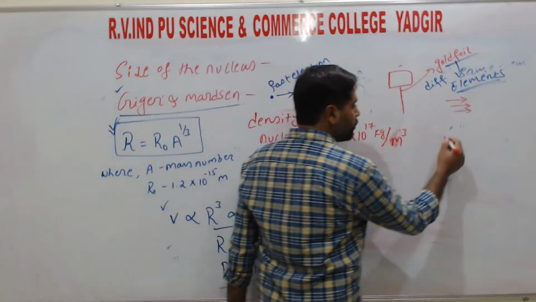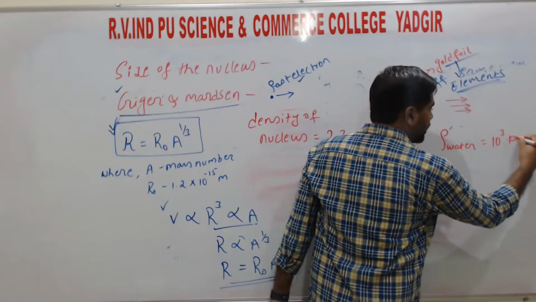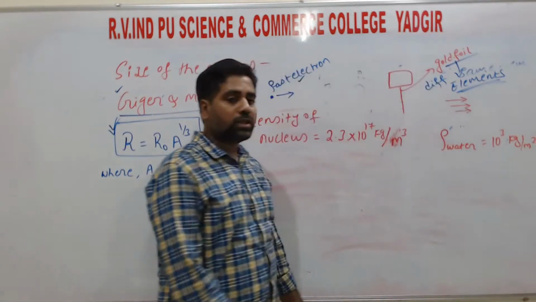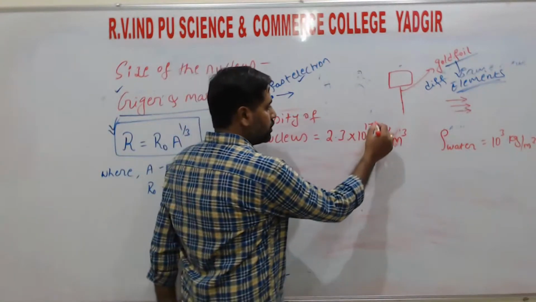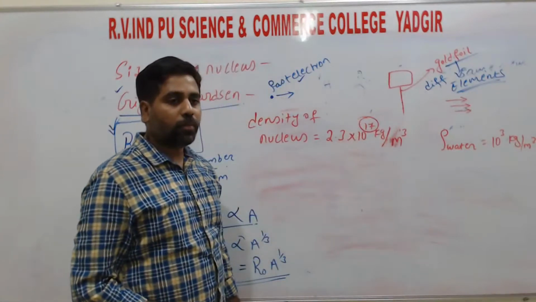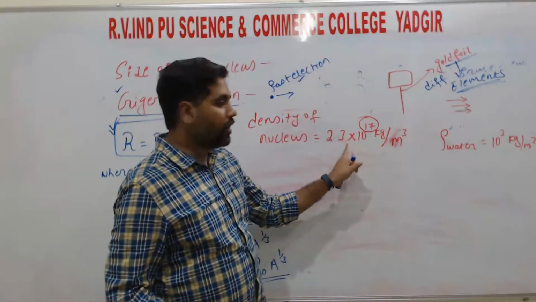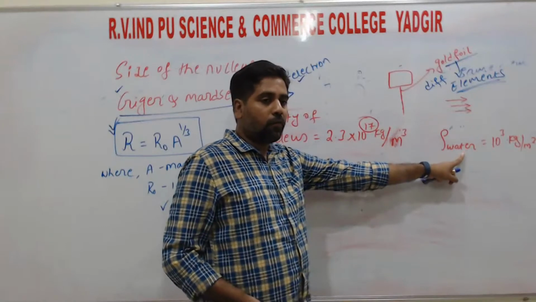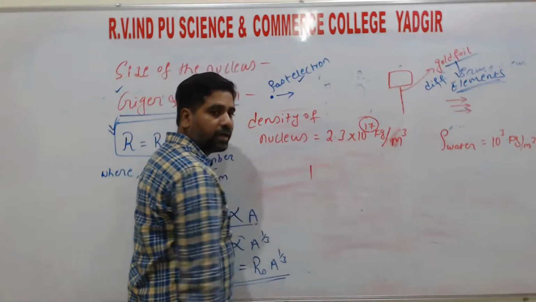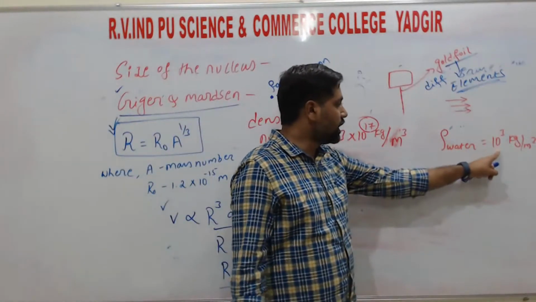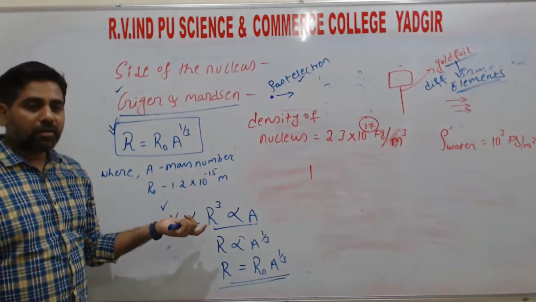We know the density of water. The density of water is 10 to the power of 3 kg per meter cube, that means 1000 kg per meter cube. So here, if you observe, we have 10 to the power of 17 and here we have 10 to the power of 3. That means the density of the nucleus is very much greater than the density of water. 10 to the power of 17 is nothing but 1 followed by 17 zeros, which is greater than 1000. So the density of the nucleus is a very large value.